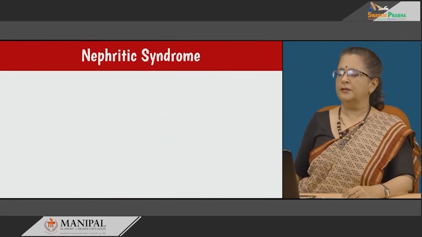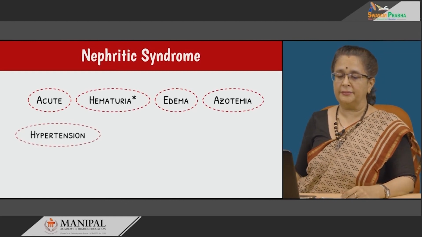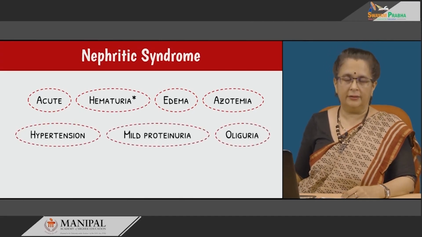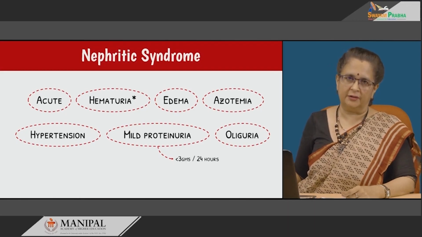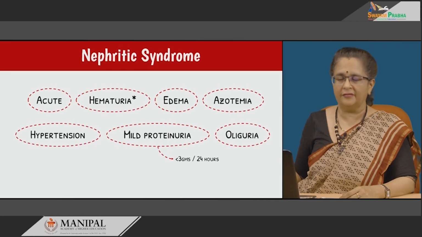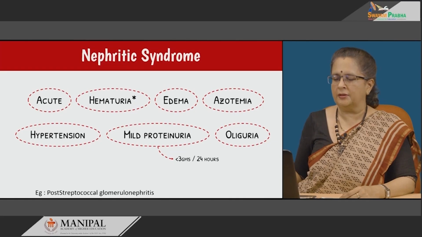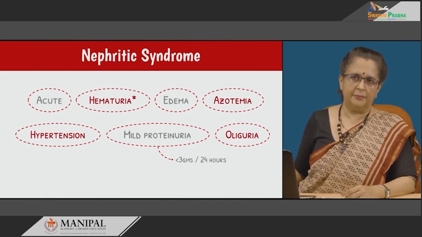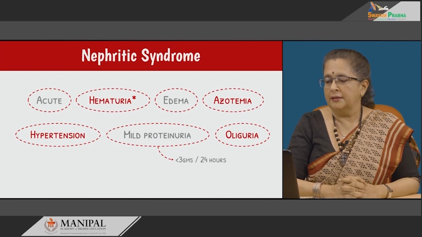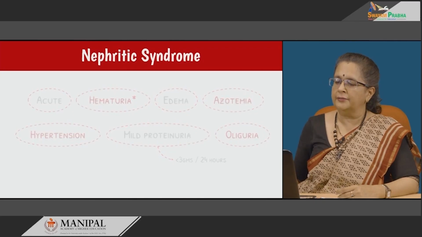So, in nephritic syndrome, it is an acute phenomenon, and in that we get hematuria, edema, azotemia, hypertension, mild proteinuria and oliguria. This mild proteinuria can go up to 3 grams per 24 hours, but it is usually less than that, never beyond that. When it goes beyond that, we have to think whether the patient has a nephrotic kind of syndrome. So, most common example for this is post-streptococcal glomerulonephritis. So, remember the predominant component of acute nephritic syndrome is hematuria, azotemia, hypertension and oliguria.